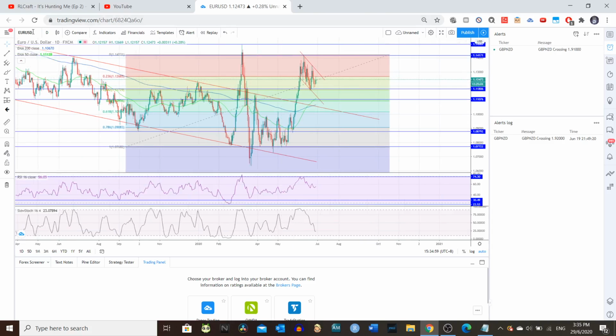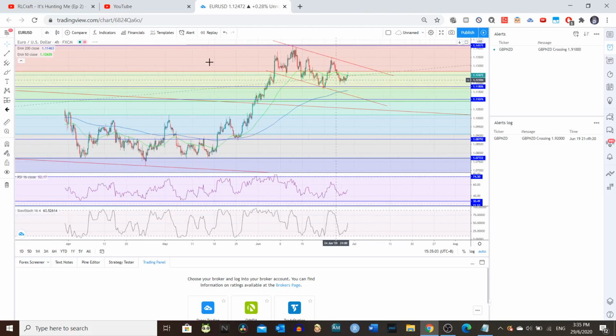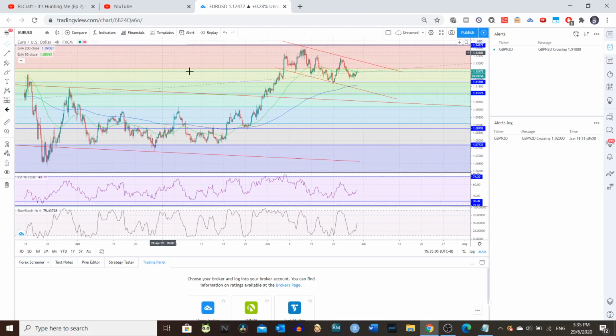Alright, let's go into the 4 hour. My mouse is still having a problem zooming out, so yeah. And you can see that price went from very low, from 1.07, and recently it just shot up to 1.14.